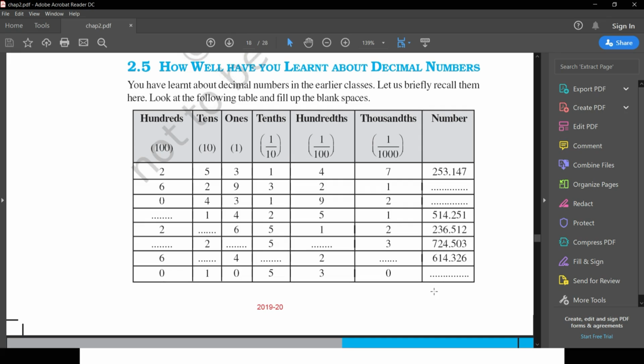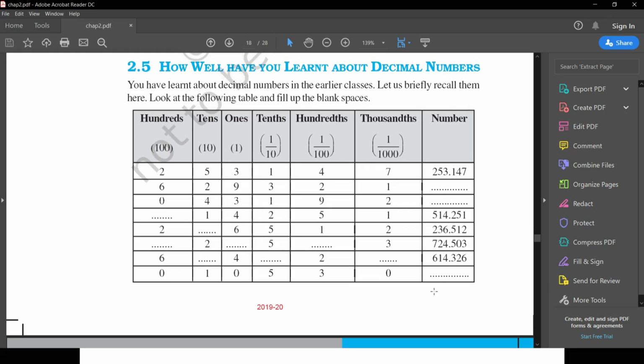So this number can be arranged in the table like this, and that will be the number 253.147. Suppose in a table it is given: in the thousandths place 1, in the hundredths place 2, in the tenths place 3, ones place 9, tens place 2, hundreds place 6. So the number you can write very easily, that will be 629.321. So 629.321 can be arranged in this way.